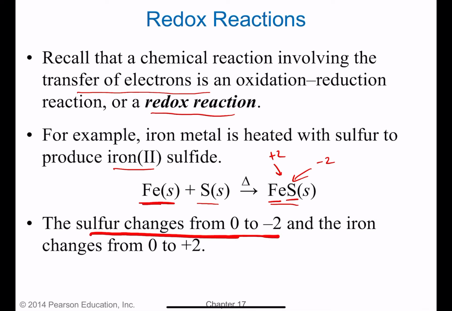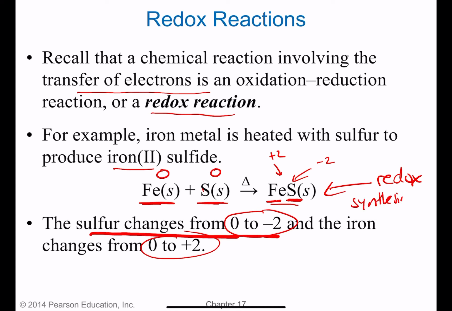This is iron in its natural state, so it has an oxidation state of 0. This is sulfur in its natural state, just solid sulfur, with an oxidation state of 0. Then we had -2 and +2 for the elements on the product side. So sulfur changed from 0 to -2, and iron changed from 0 to +2. Because the oxidation numbers changed for our elements, we can classify this reaction as redox. It's also a synthesis reaction because we have A plus B makes some new compound AB. So it's possible for a reaction to be classified as more than one thing. It's not just a synthesis, it's also a redox reaction.